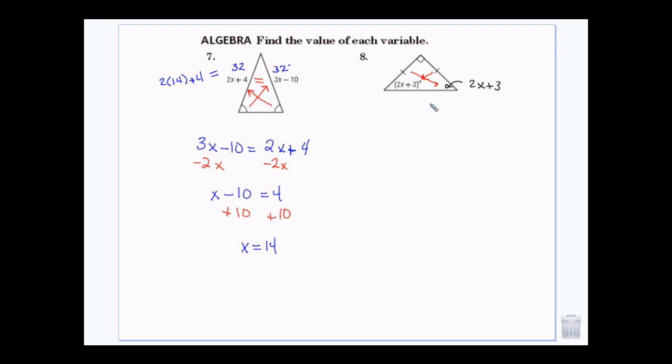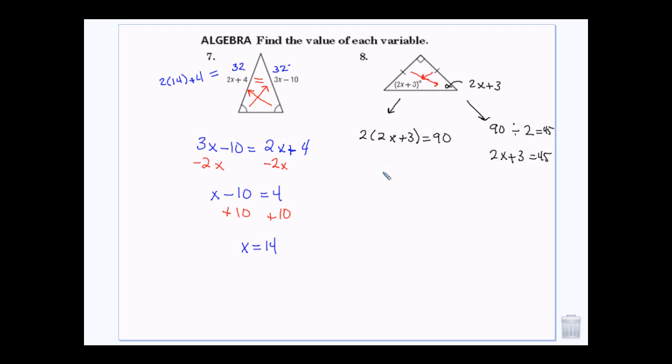So I've got 2 of those, right? So actually we could do this a couple different ways. We could do 2 times 2x plus 3 would be 90. Or you could take 90 and divide it by 2 to get 45 and say 2x plus 3 equals 45. Or you could do 2x plus 3 plus 2x plus 3 plus 90 equals 180. We're solving for the variable, but we could still do that. There's more than one way to get to this problem, so you could use the way that you saw.